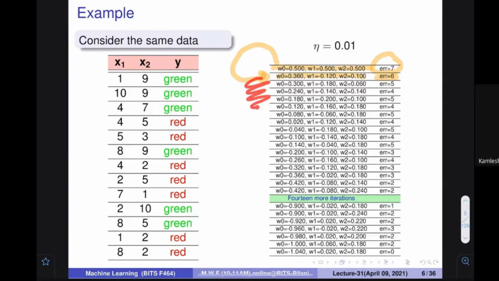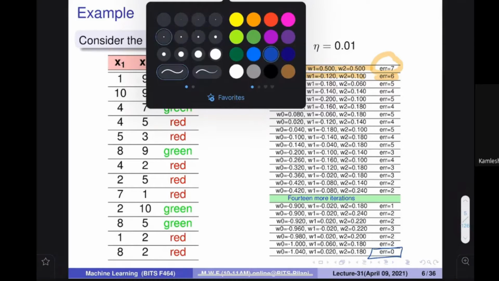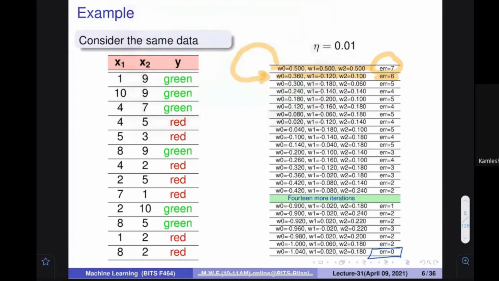We saw that if you keep doing this multiple times, after enough steps you would be able to reach the point where the error is going to be 0. This is the point we are interested in: we want to find a point where the error is going to vanish. This is my interesting point, that I want the error to vanish.